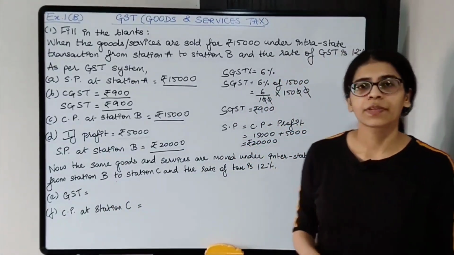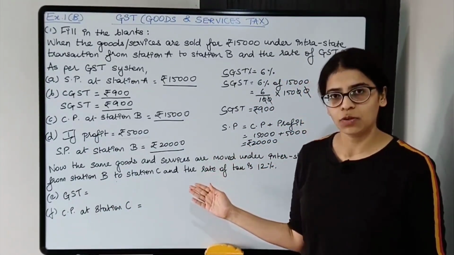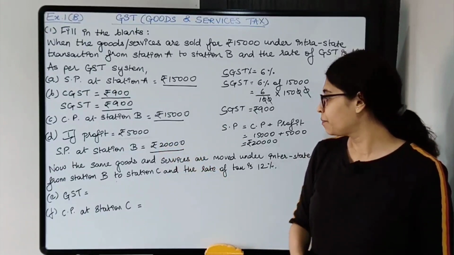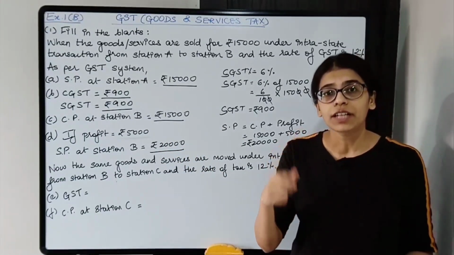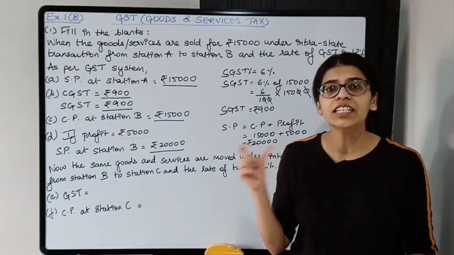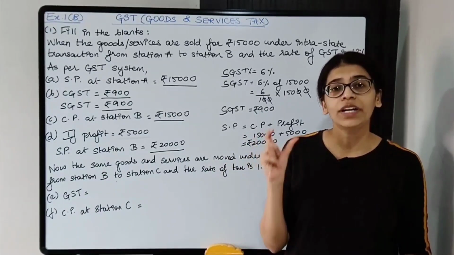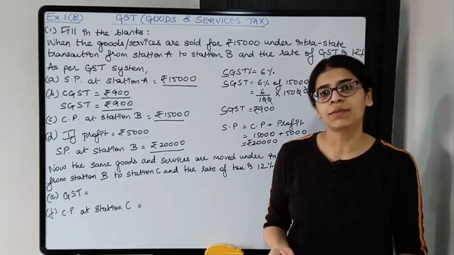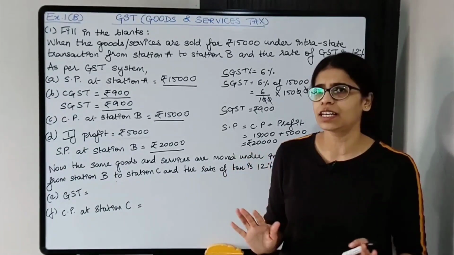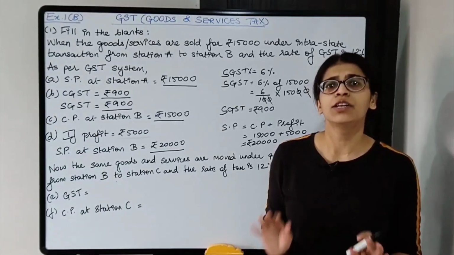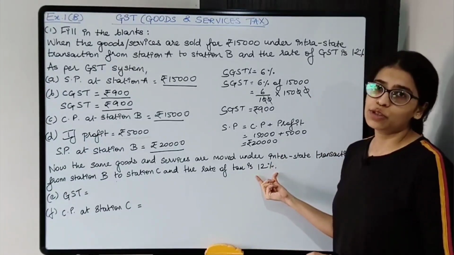Now B is selling to C. Station B is selling to station C, and the rate of GST is 12%. But which type of transaction is it? It is interstate. Now, in interstate, which type of GST is applicable? IGST, integrated GST. That is the total GST. Here you don't have to do any splitting. So IGST will be 12%.